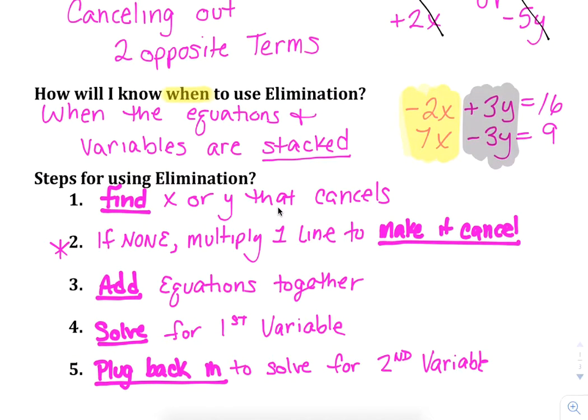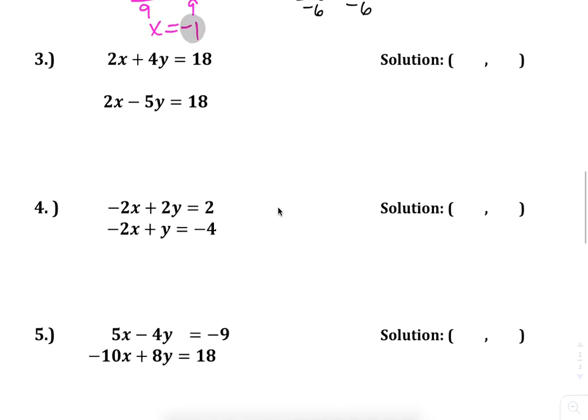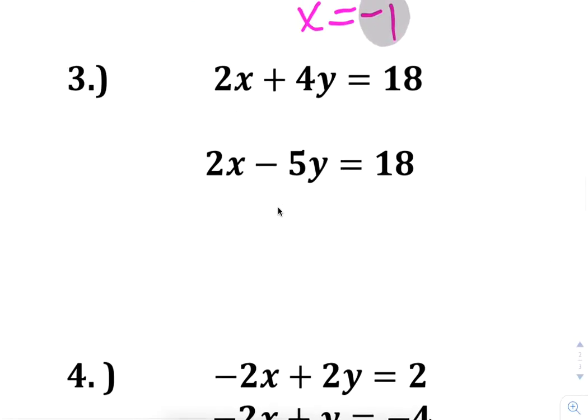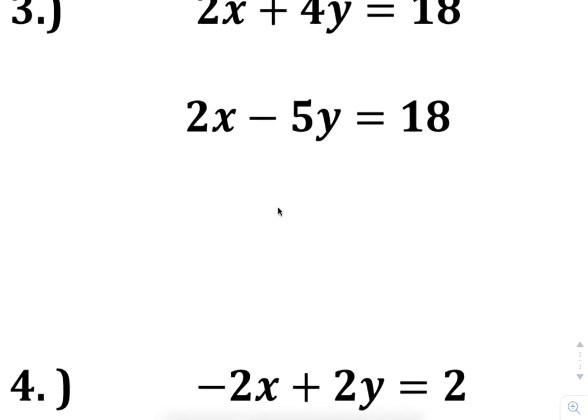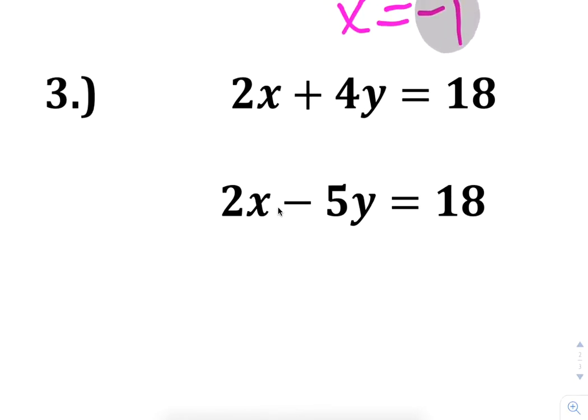The idea of step number 2, the reason it has a star, is because if nothing cancels, you have to make something cancel. Usually you can multiply one line by something to make it cancel. Let me show you what I mean by that. Okay, I'm gonna zoom in. Problem number 3, if I look at this, I notice that they both have 2 x's. Here's the problem. It would be great if it said like 2x minus 2, right? But it doesn't say that. So what we have to do is change it into something that will cancel, okay?